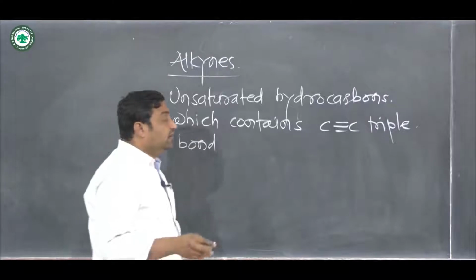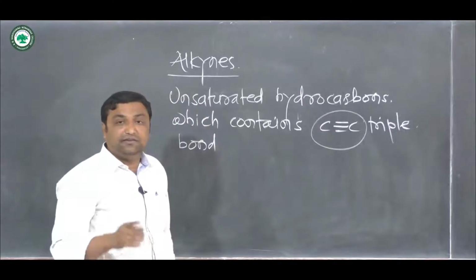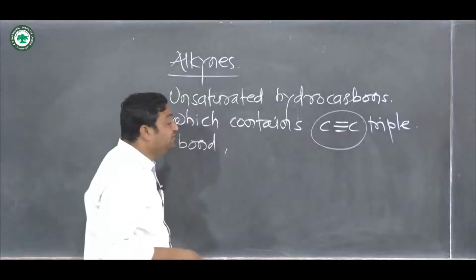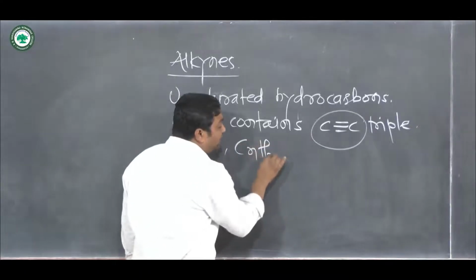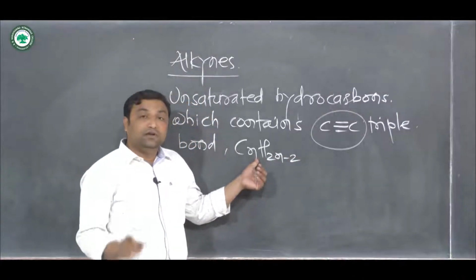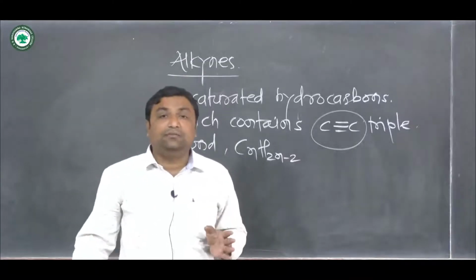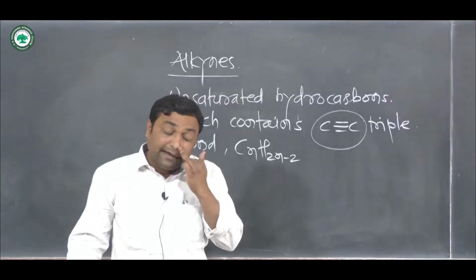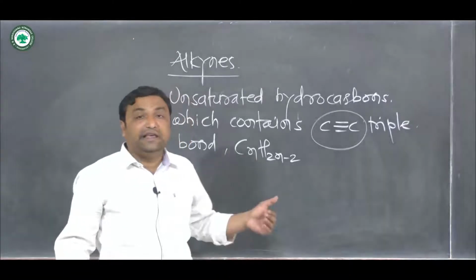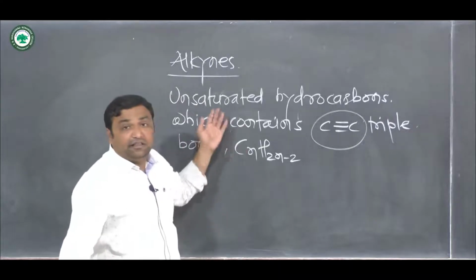We know that if any molecule contains a pi bond, then that molecule is considered an unsaturated molecule. Now the general formula of alkyne is CnH2n minus 2. We know that alkyne has 4 hydrogen atoms less than alkane, whereas it has 2 hydrogen atoms less than alkenes. Now, there is no classification of these alkynes.